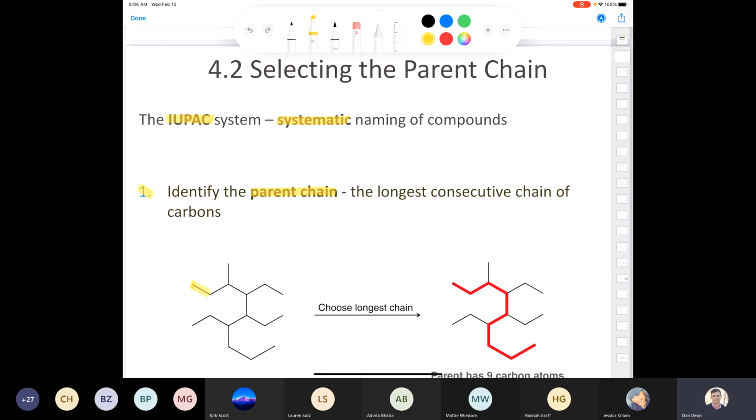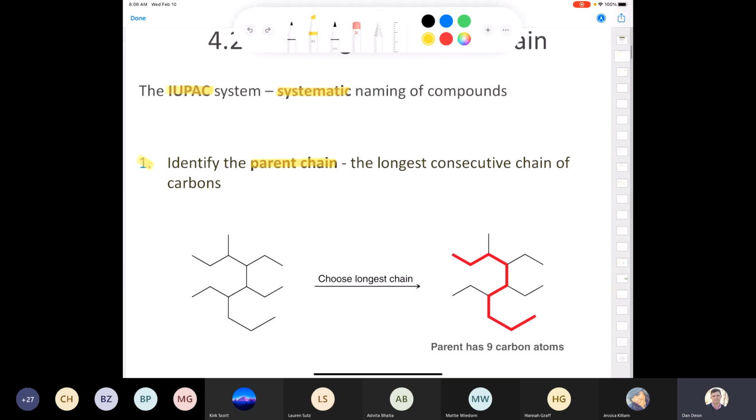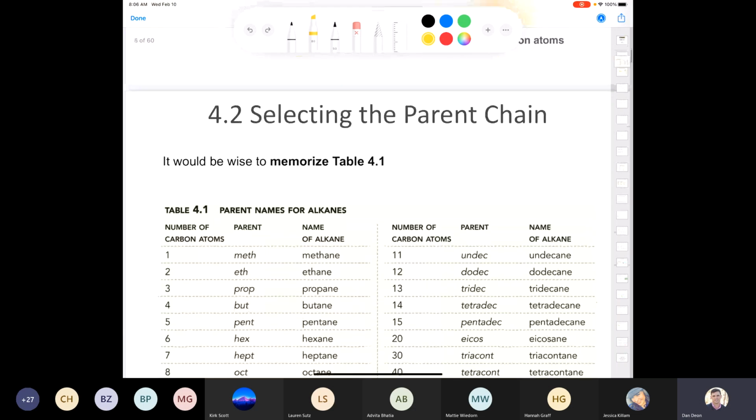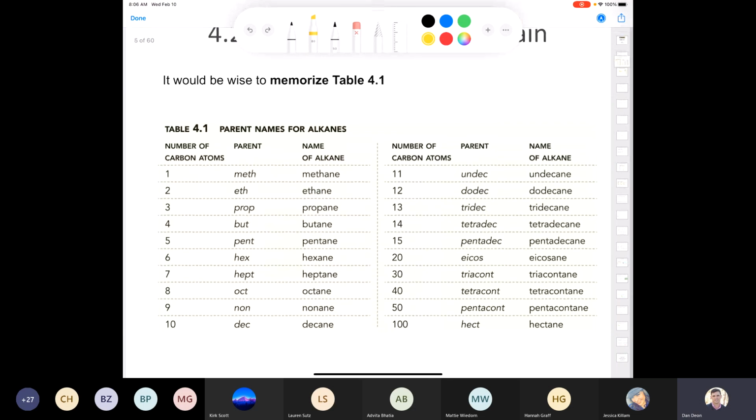Now, you might be asking me, well, how do I find that, Mr. Dion? And the answer is trial and error. Okay, you just keep trying until you find the longest carbon chain. There is no better answer than that. Simply trial and error. Now, what about these carbon chains, right? If I have a chain of 9 carbons, I have to know how to name that parent chain, and you have to memorize the names of the first 10, is what I said, or what it says in the book. I think it says to memorize the first 10 straight chain alkanes.